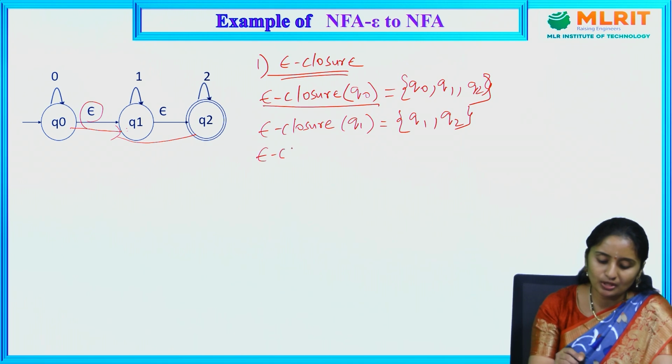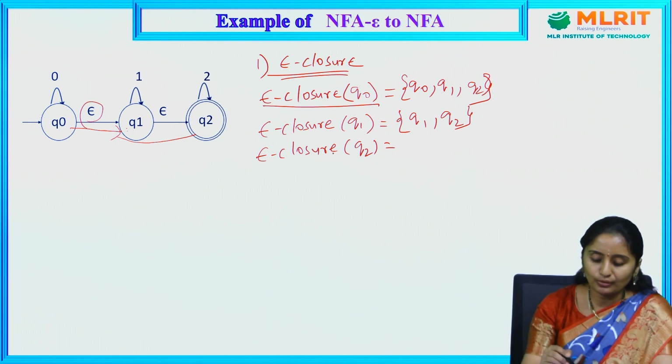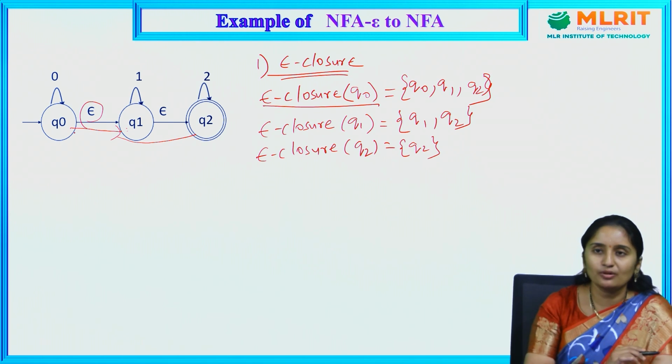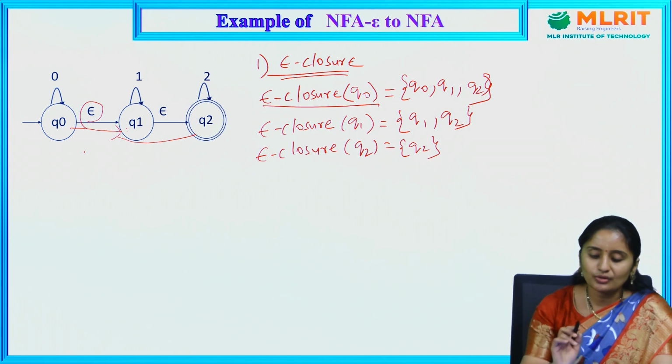The next, epsilon closure of Q2. Check it. Q2 does not have any epsilon moves to other states. So by default, Q2 itself has an epsilon move, so that is nothing but Q2. So these are the epsilon closures we have found for the NFA with epsilon diagram. NFA with epsilon is nothing but NFA with empty moves. So these are the closures.